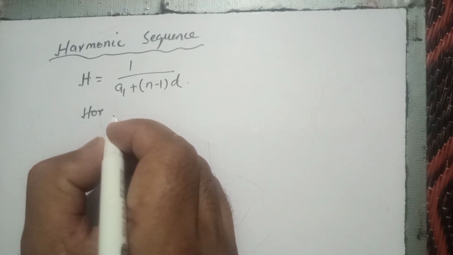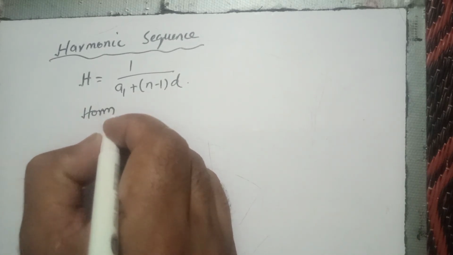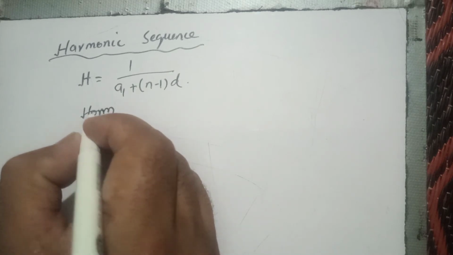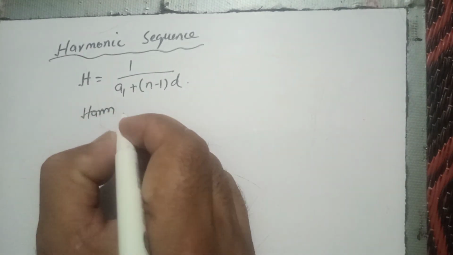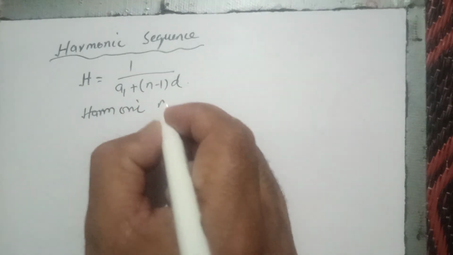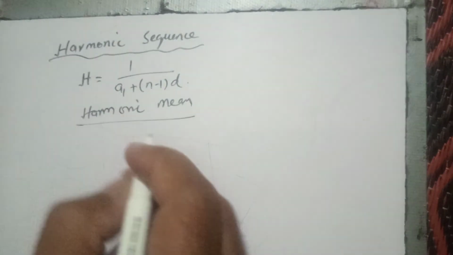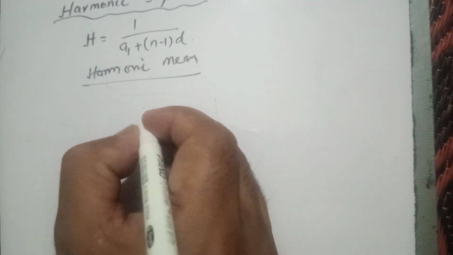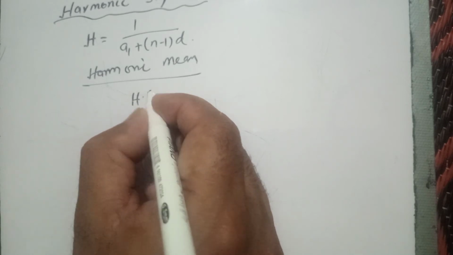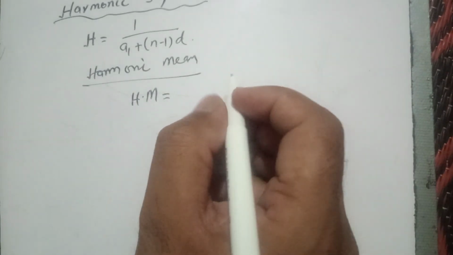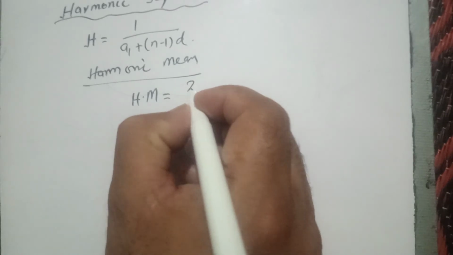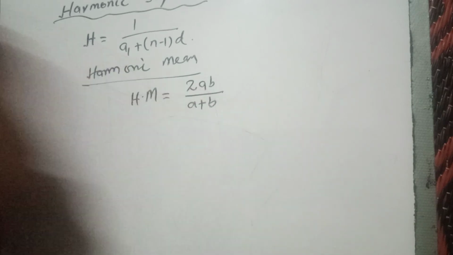Next, the harmonic mean between two numbers. The harmonic mean between two numbers is represented as HM is equal to 2ab divided by (a plus b).